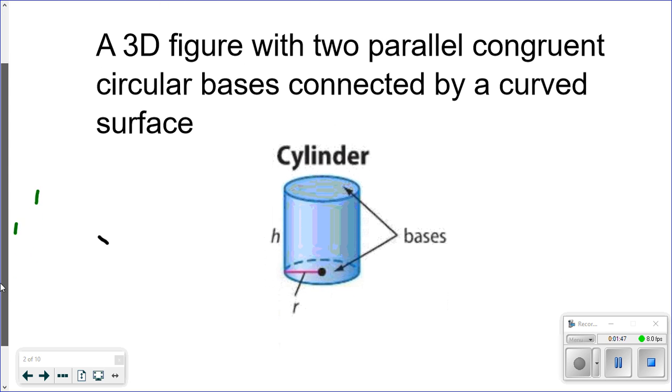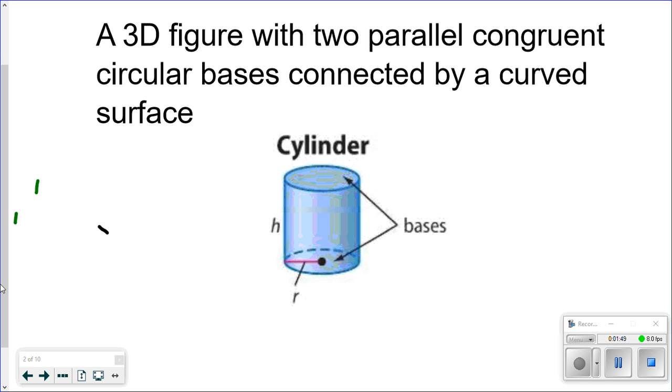Okay, that's what a cylinder is. Now let's think about this. This is the same formula we're going to use again today. How would you find the B part? Yeah. Find the area of the circle. Okay, what's the area of a circle? How do you find the area of that circle again?